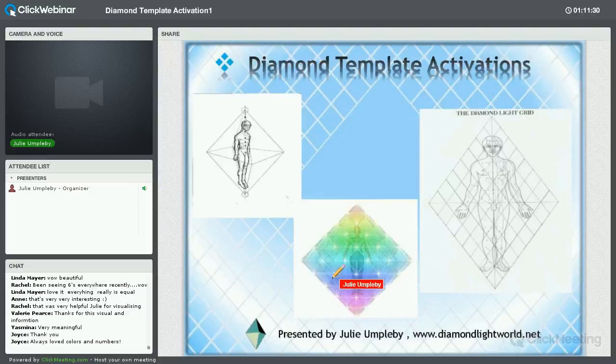I love this one because you can see all the little light sparks. Yeah. Joyce says, always love colors and numbers. Yeah, me too.